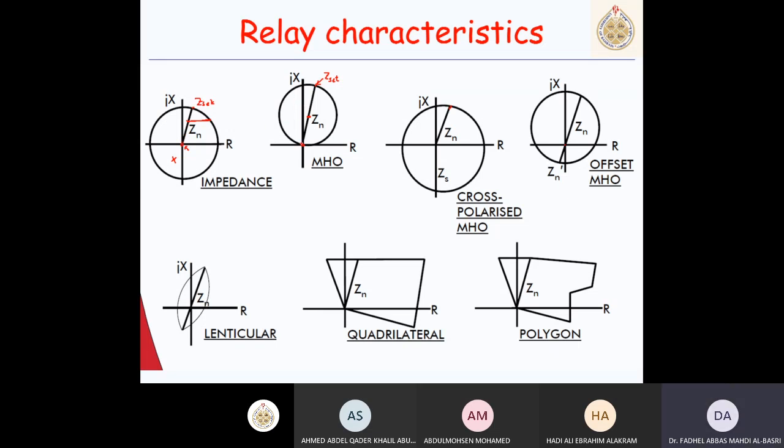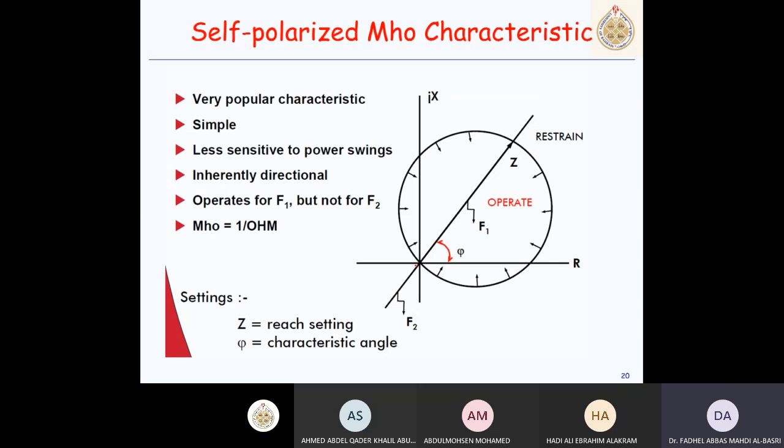While in MHO, it is inherently directional. I don't have to have a directional unit with it. Okay, and so I need to have two settings for MHO. One is the characteristic angle, or the angle setting, which represents this, and the second one is the reach setting, which is this value. This is our Z setting.